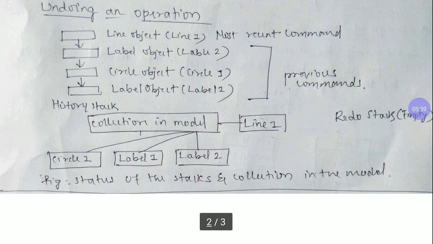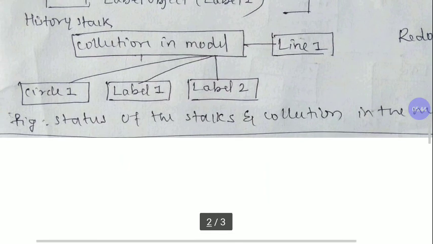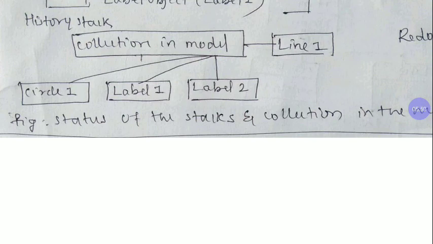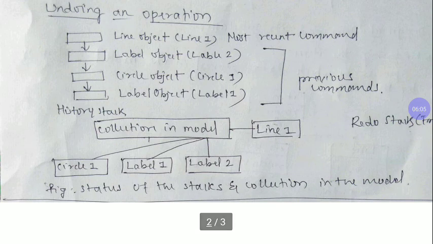Here you see this is the collection, this is my model. The model has the core elements of the application. In the model I have some elements: circle, label 1, label 2, and line 1. Whatever I do with these elements has to be stored one by one in the stack memory.